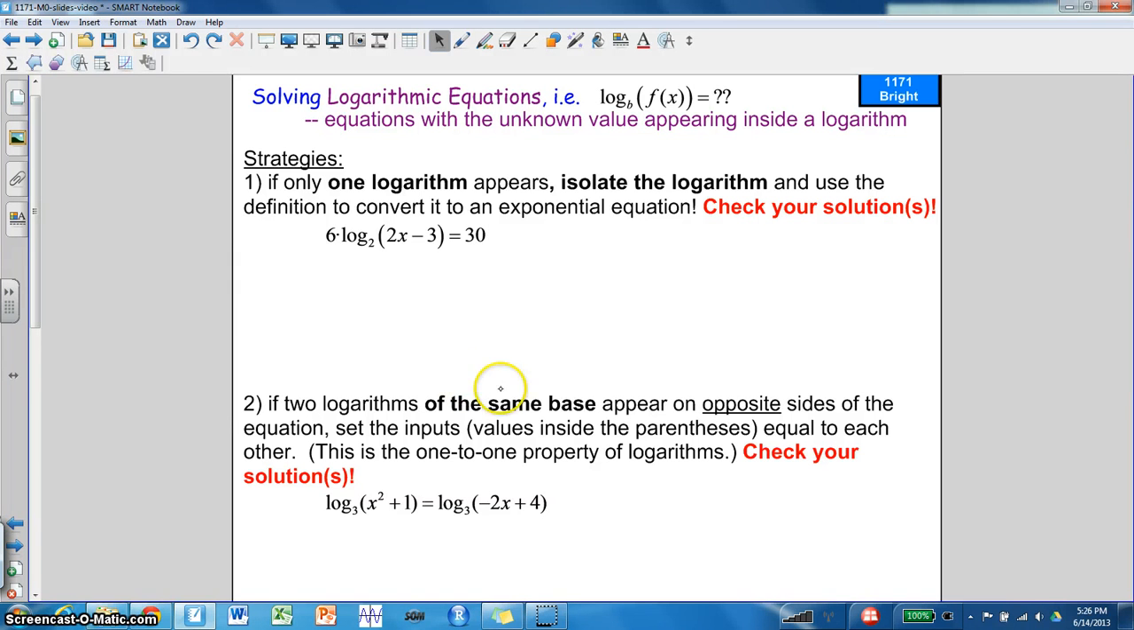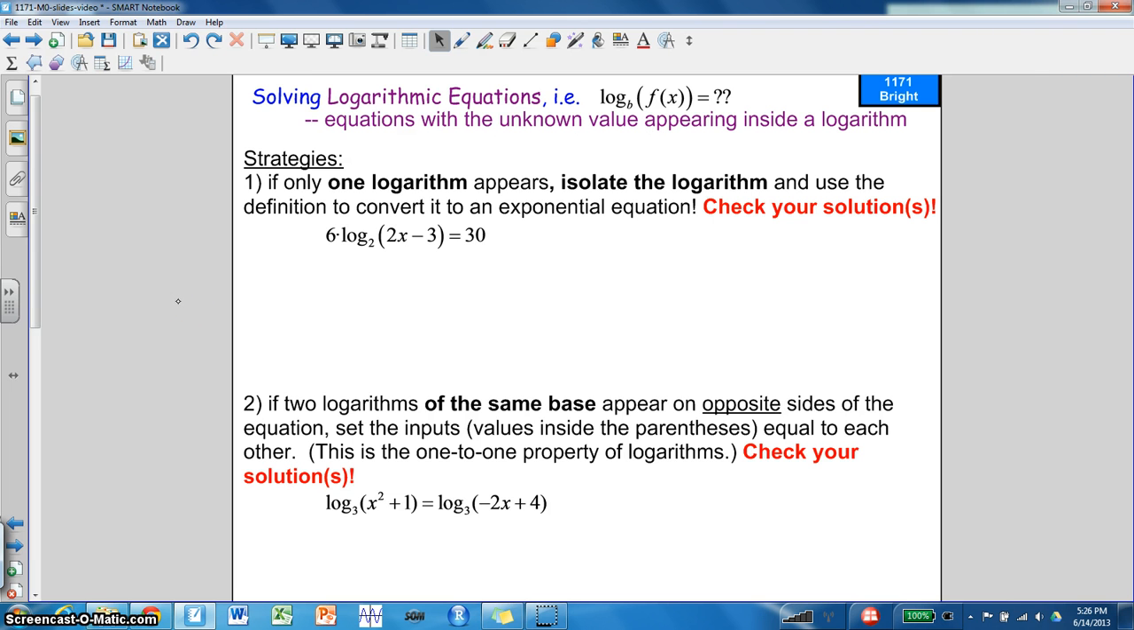Okay, and on to solving logarithmic equations. And again, logarithmic equations is any equation really with a logarithm where the input of the logarithm is some unknown function or expression containing x or an unknown value.